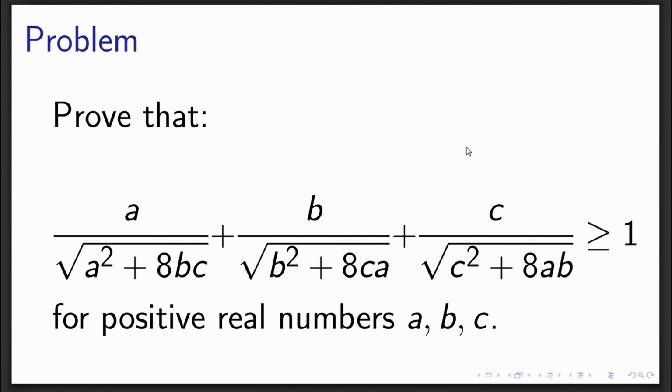Today we have a problem, and the problem is we need to prove a over root of a square plus 8bc plus b over root of b square plus 8ca plus c over root of c square plus 8ab is greater than or equal to 1 for positive real numbers a, b and c. Most of the students mess this up. Are you ready? So let's start this problem.